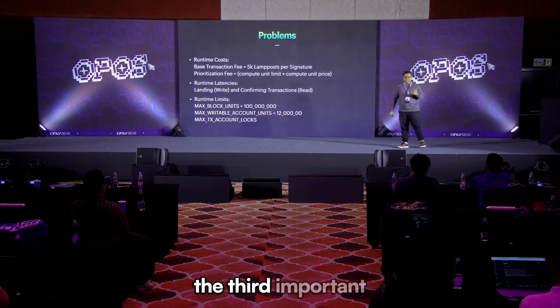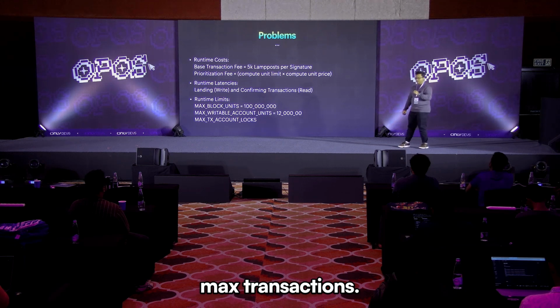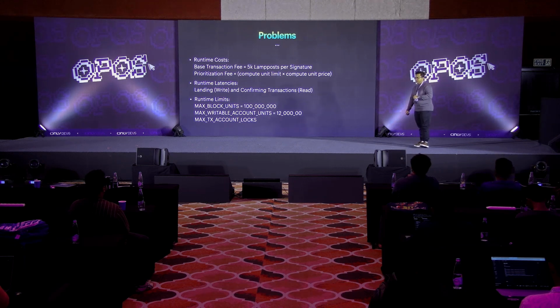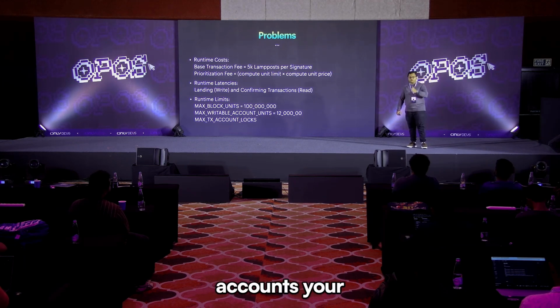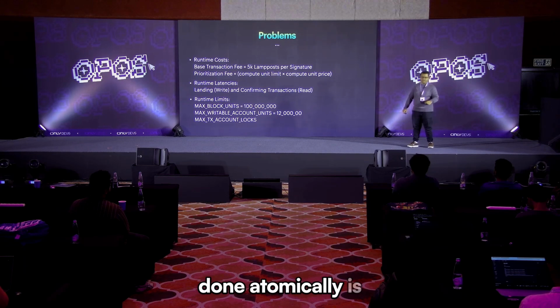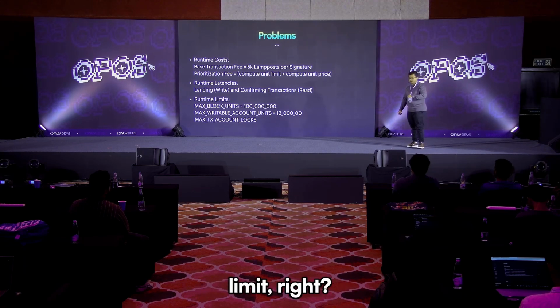And we come to the third important runtime limitation, which is max transaction account locks. This could be defined as the number of accounts your program can lock when operating in a single transaction. So what can be done atomically is defined by this limit, right? Any guesses on what the value is?